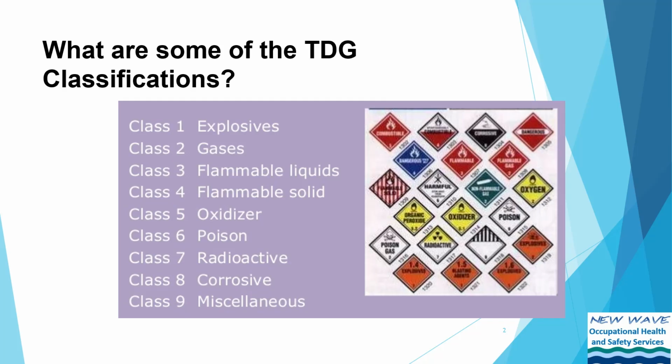As shown, there are 9 TDG classes. Class 1 explosives, Class 2 gases, Class 3 flammable liquids, Class 4 flammable solids, Class 5 oxidizers, Class 6 poisons, Class 7 radioactive dangerous goods, Class 8 corrosives, and then Class 9 miscellaneous dangerous goods, which basically becomes marine pollutants.